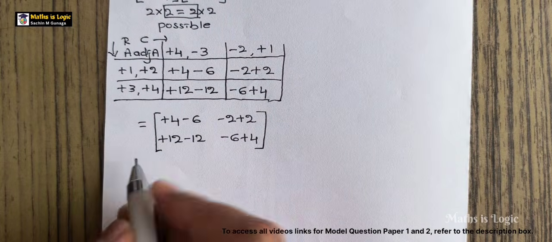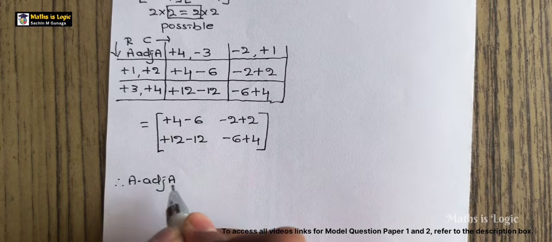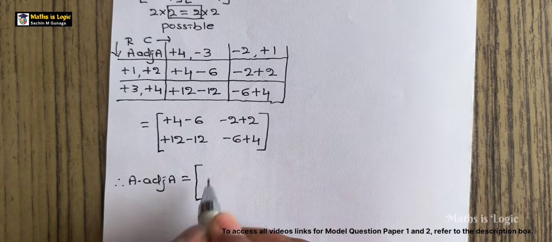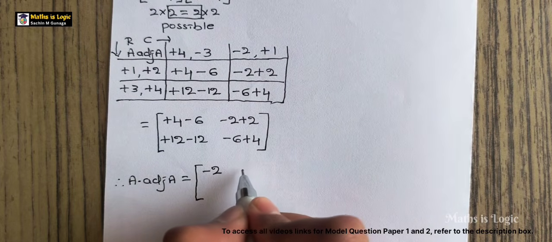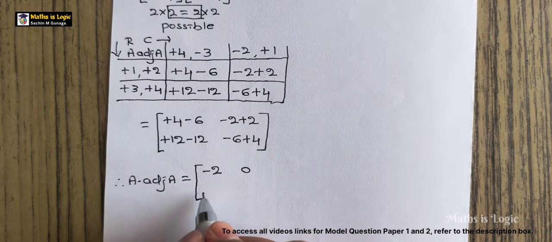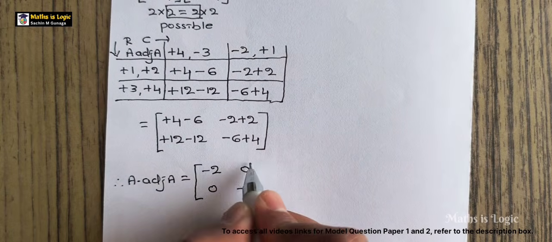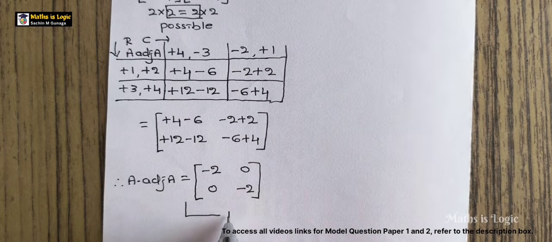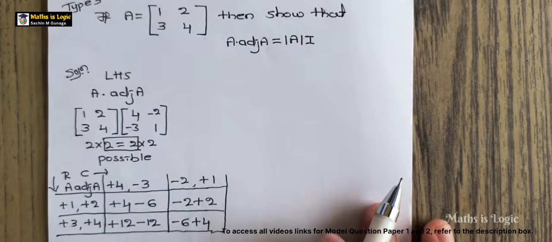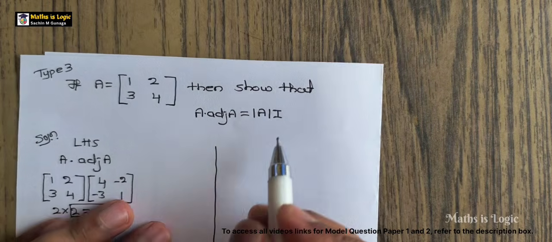Therefore, next use the calculator. A into adjoint of A value is 4 minus 6 minus 2 plus 2 is 0, plus 12 minus 12 is 0, minus 6 plus 4 is minus 2. So this is the left hand side value. I am going to call it 1. We got the left hand side. Next, the right hand side value. What is that right hand side?